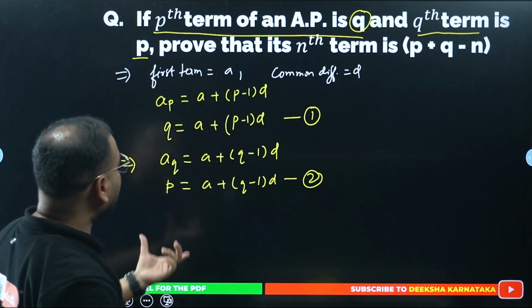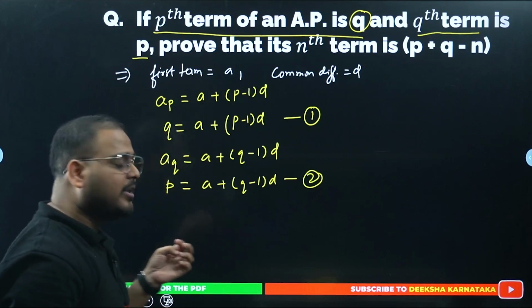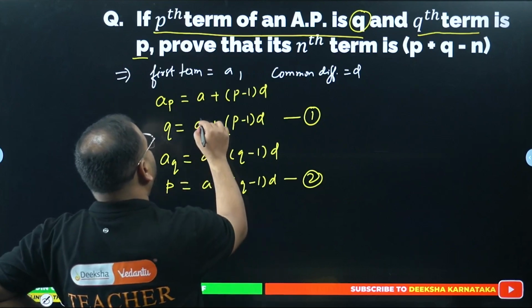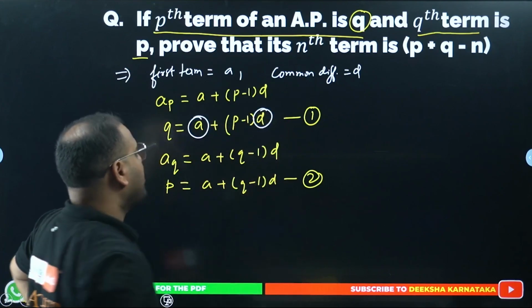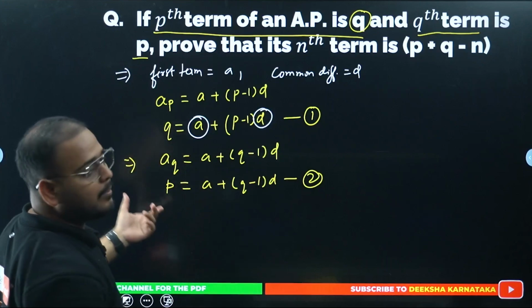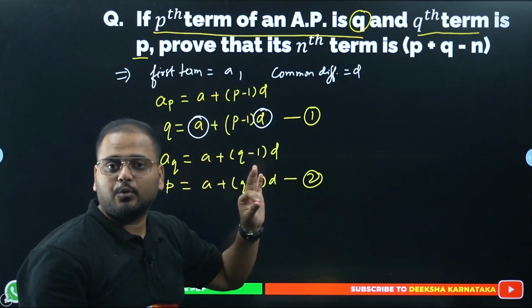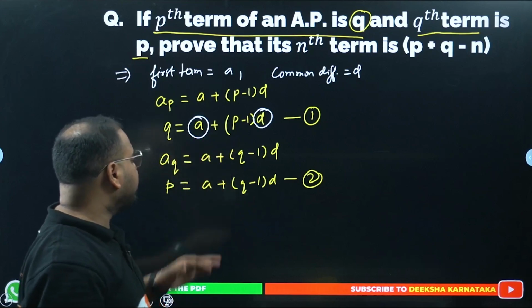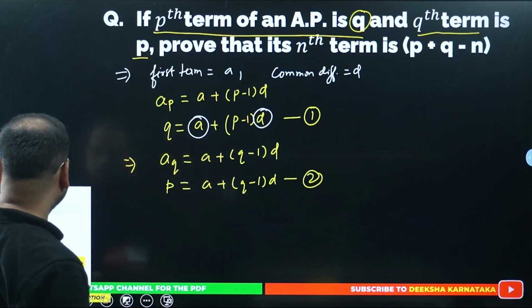Now how many unknowns do I have here? Check. I have two unknowns here, A and D. Why not P and Q? Because they are given in the question, so not unknowns anymore. Even though they are variables, they are not unknowns. Great, but A and D are unknowns. Let's proceed with the question now.